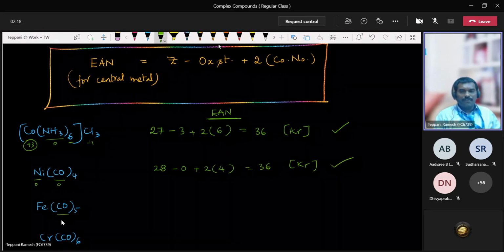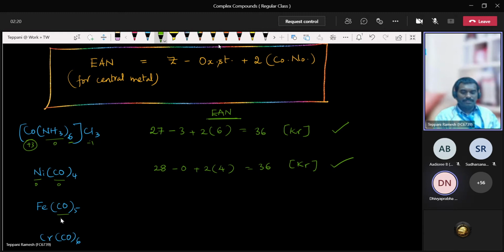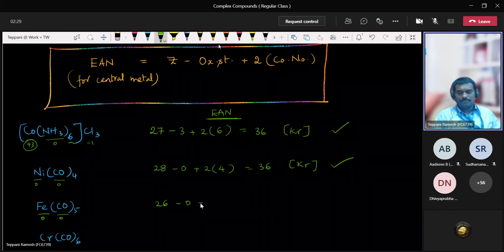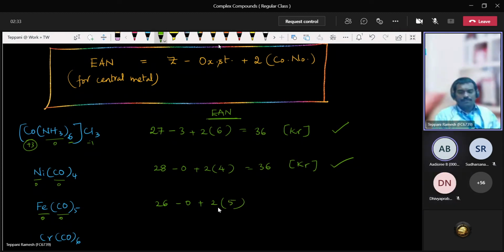Then go faster. Iron is 0, atomic number 26. 26 minus 0 plus 2 into 5, 2 into 5 for the dative bonds. 36, again 36. Don't write 10 directly; write it process-wise.